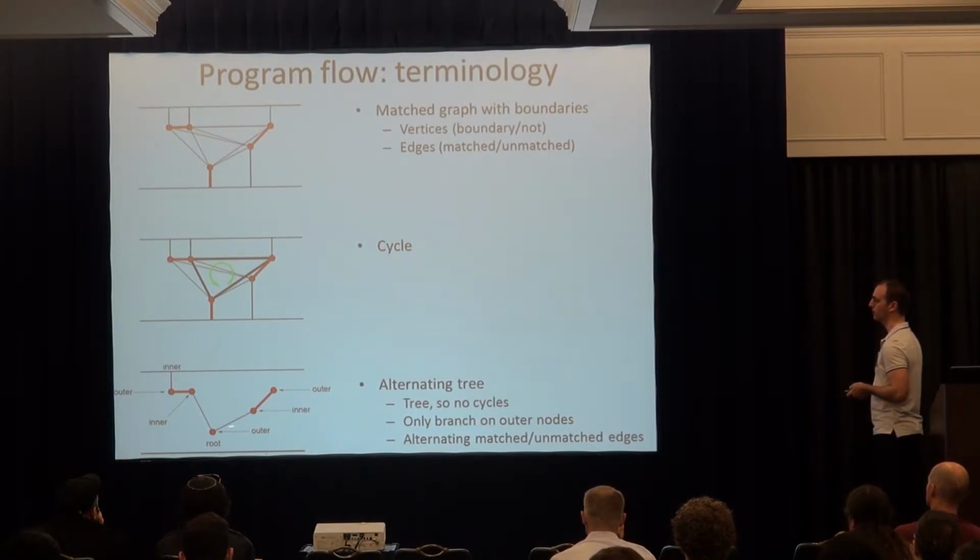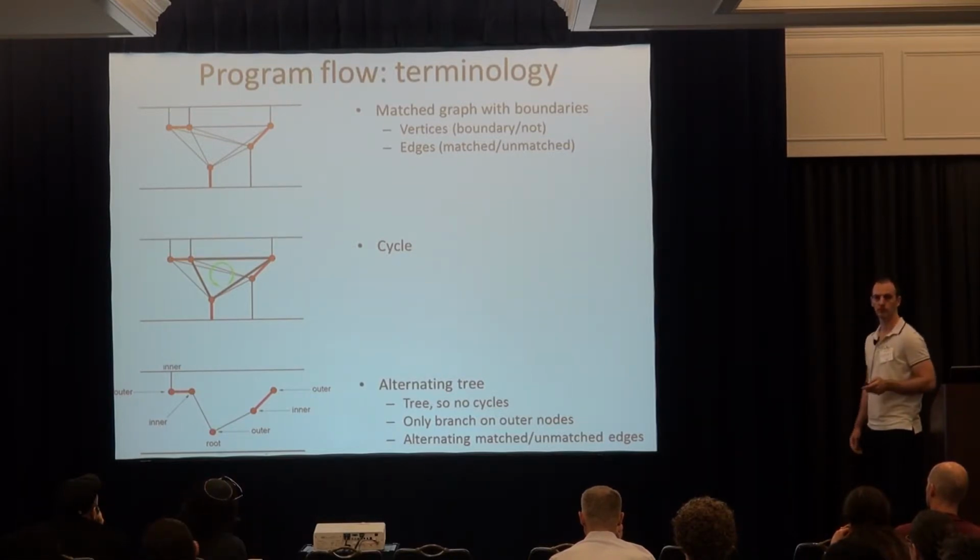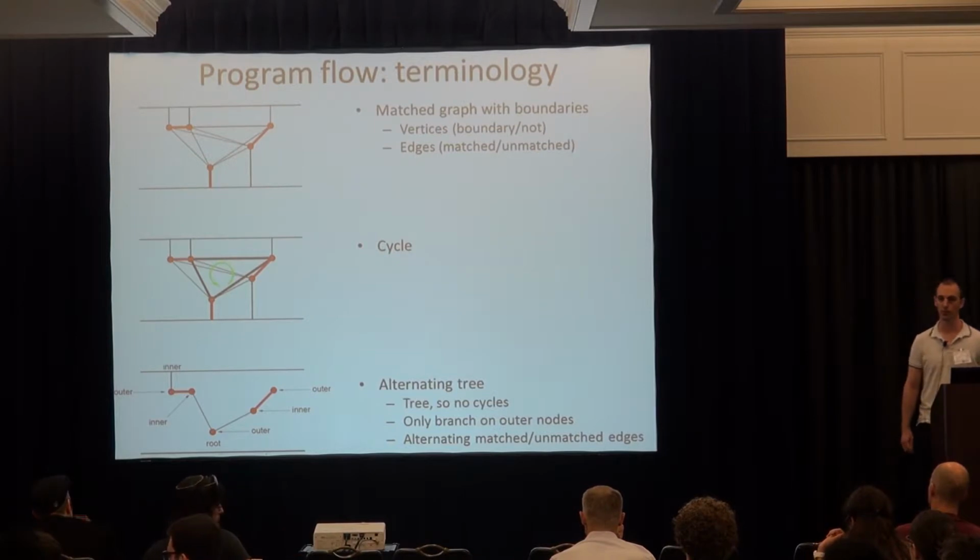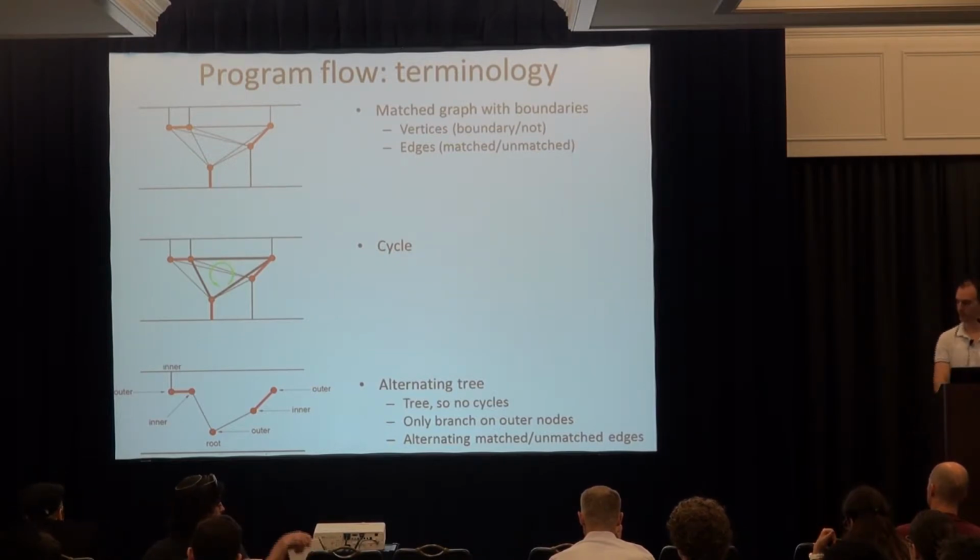And one more thing, we need an alternating tree. So it's a tree, which means a graph with no cycles. Here is a graph with no cycles. Perhaps not quite standard, it's allowed to end in a boundary. It consists of alternating unmatched and matched edges, and that's all. So it's a definition which we need to really talk about the algorithm. Just let that absorb for a little bit.